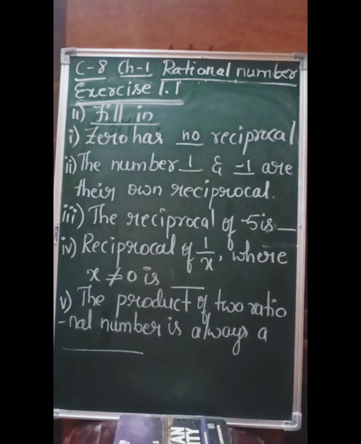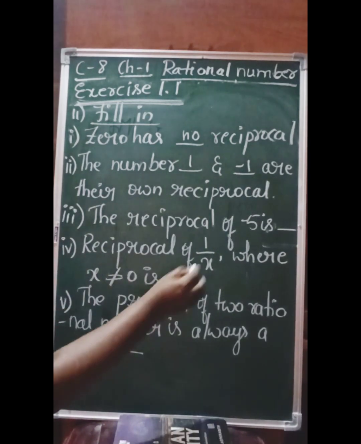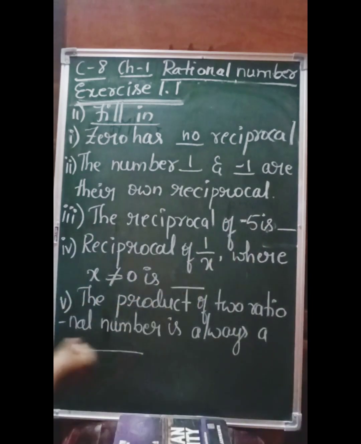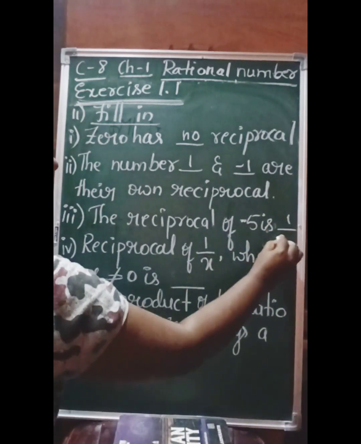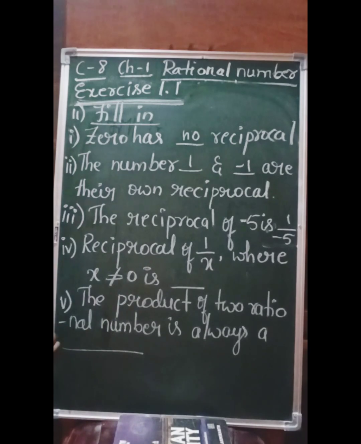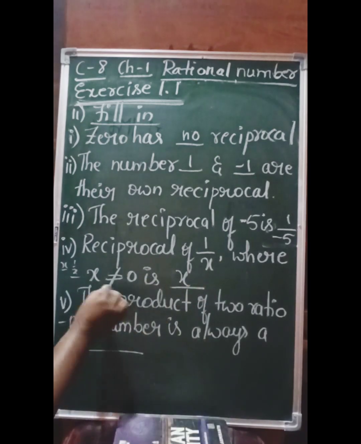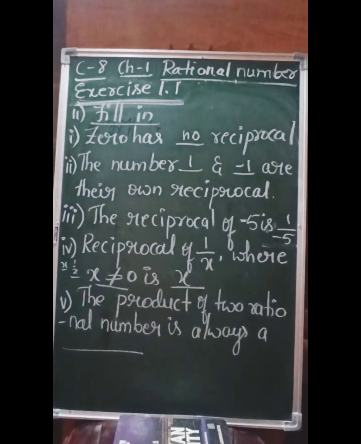Okay. So the reciprocal of minus 5. Here you have to be careful. They gave minus 5, so 1 by minus 5 is the reciprocal of that. When you multiply them you should get 1. The reciprocal of 1 by x, where x is not equal to 0: obviously we know that when they give x, the reciprocal is 1 by x. When they give 1 by x, the reciprocal is x. Just to confuse you, they gave x is not equal to 0. So the product of two rational numbers is definitely a rational number.